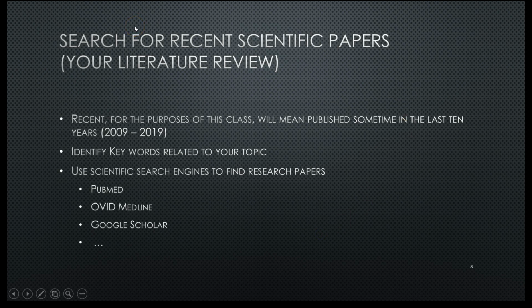So, you're going to search for recent scientific papers, doing a literature review. It will be from the last 10 years. When you're trying to search for something online, think of keywords related to your topic and use scientific search engines to find your research papers. It doesn't necessarily matter which search engine you use. One of the most common ones used is PubMed, or perhaps Medline, and many of you are familiar with Google Scholar. It doesn't matter what search engine you use, it matters how you use your search engine to find scientific papers.